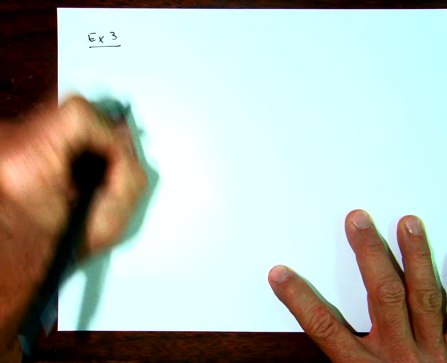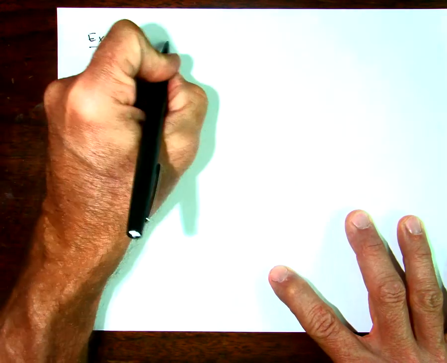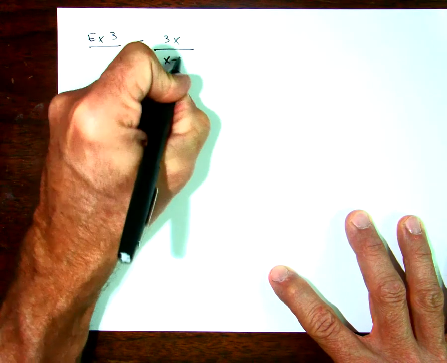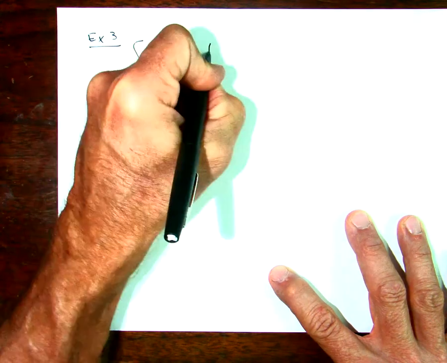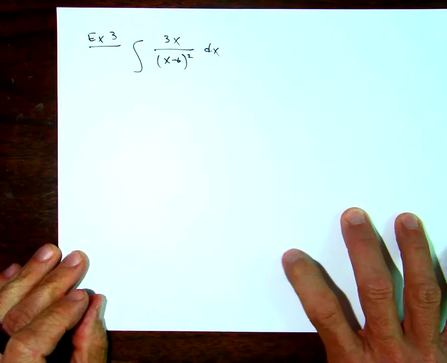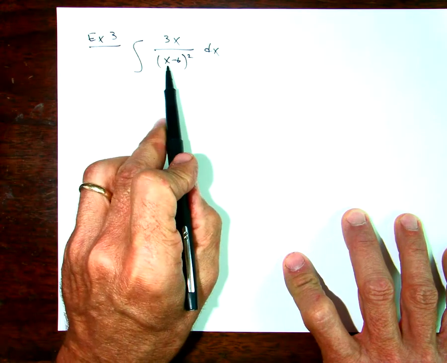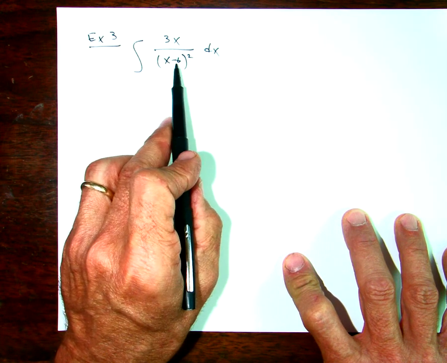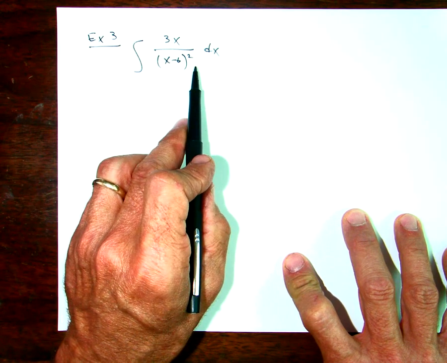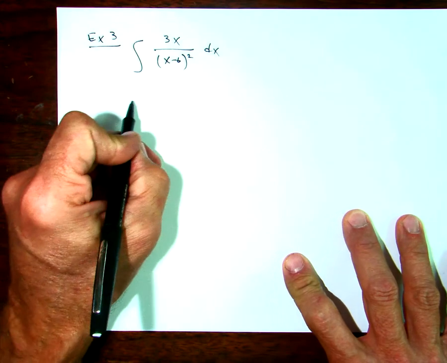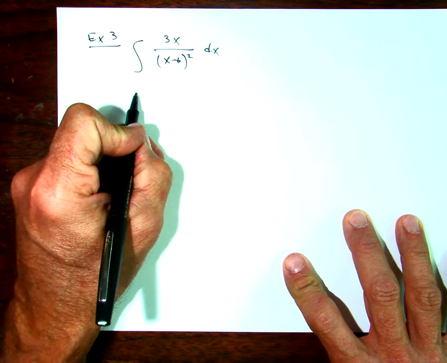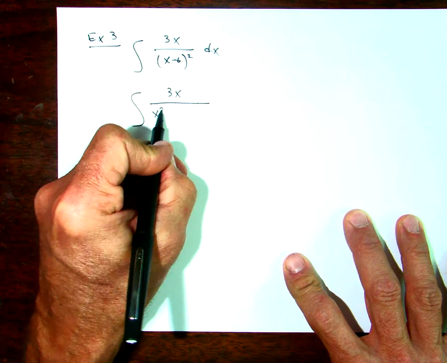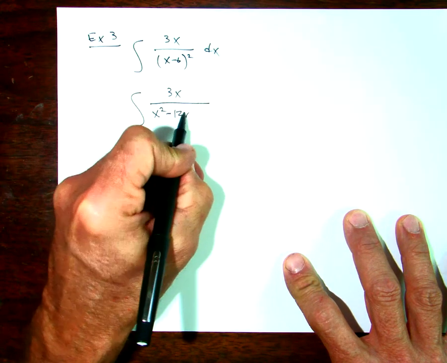All right, let's say we have something like the integral of 3x over (x minus 6) squared dx. Now I could expand this out. That would give me x squared minus 12x plus 36. Let's just take a look at what would happen if we did that first.